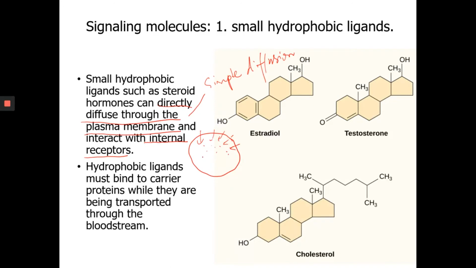So, let me just draw something. I'm just going to make up a shape, okay? So these are the receptors, and these receptors are going to be inside the cell. And that's because these ligands can get into the cell very easily, so the receptors are inside the cell. All right.